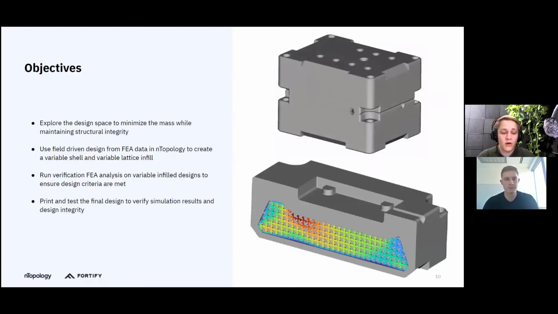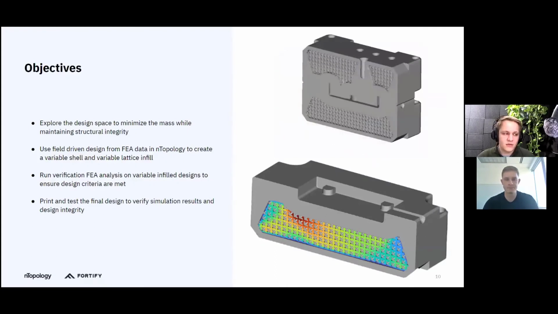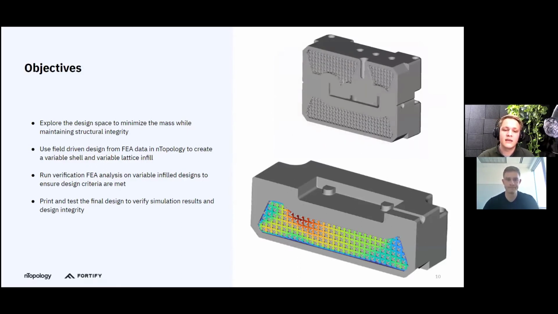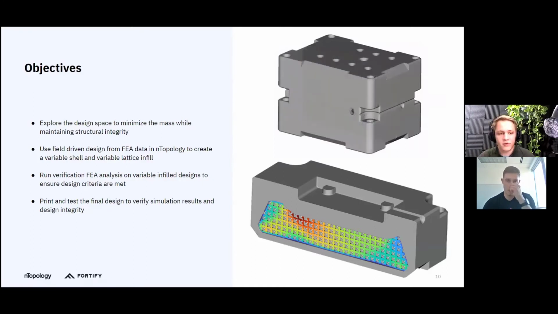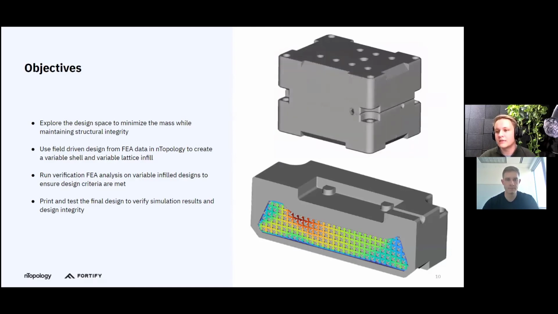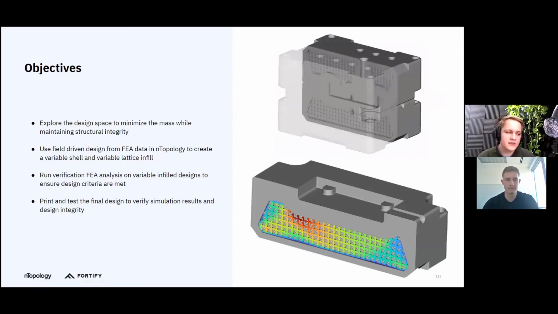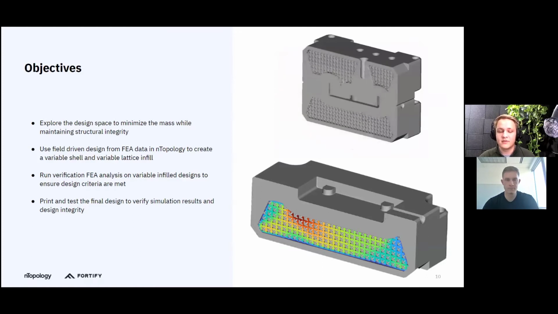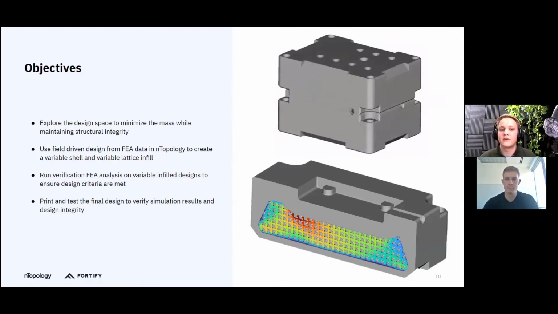Awesome. Well, with all that in mind, let's talk about the objectives of this case study and this webinar that we're going through, because it's a pretty specific task that we're setting out to do. We're taking an injection mold from Fortify, their torture test injection mold, and we're going to be exploring that design space to try and minimize the mass while maintaining the structural integrity. As Ben can tell you, some of the main factors in creating these molds are the material use and the printing time. And by reducing the mass, we're going to reduce the cost, and we're also going to get some benefits in the printing time that you'll see later.